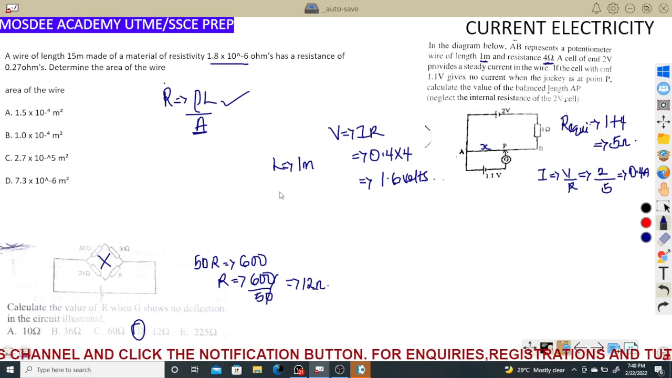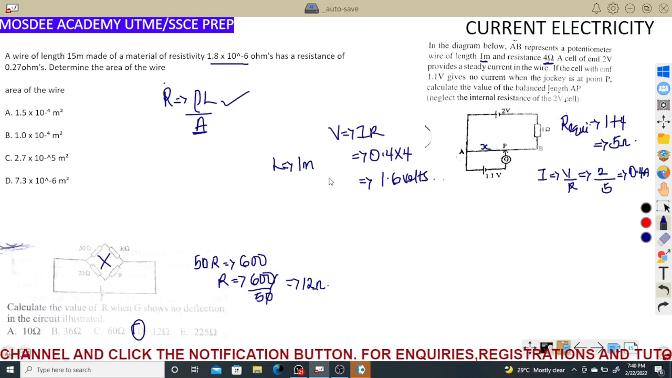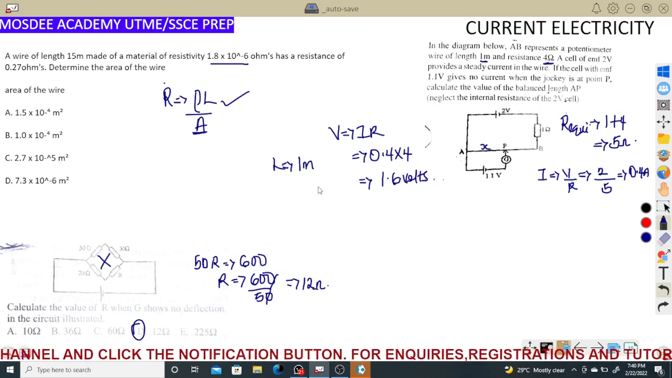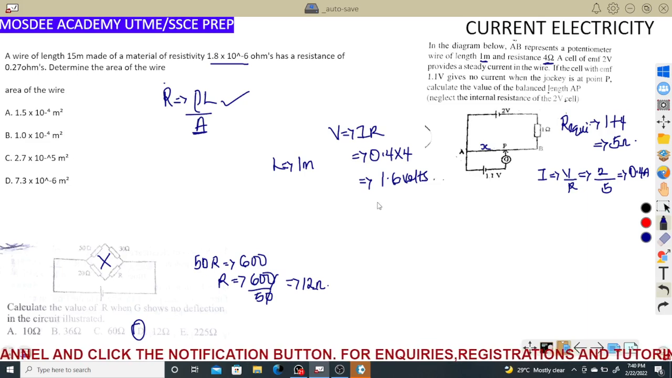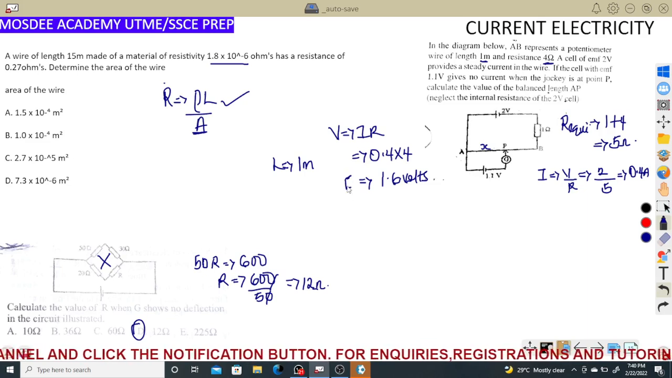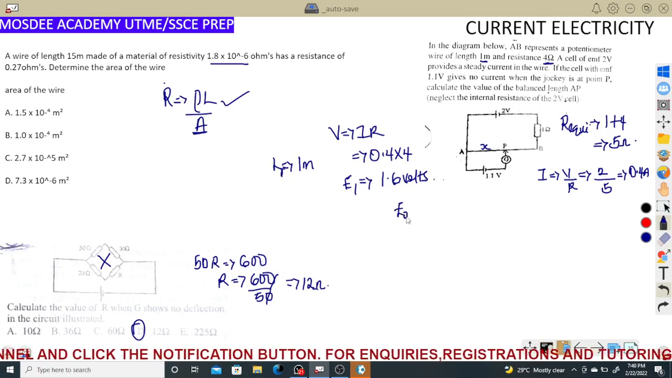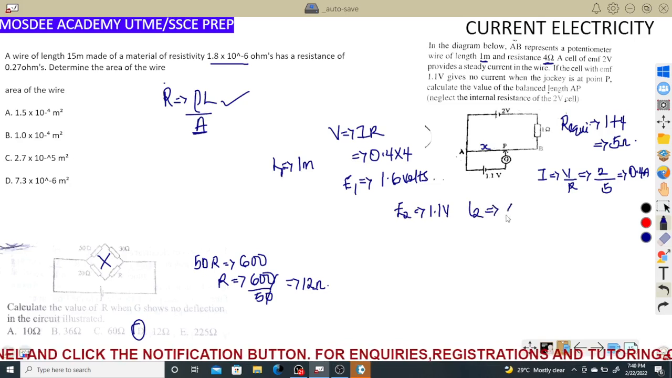So what you do, these are exercises where you don't see options. You don't know if you are right, so you have to solve well to know the concept. My point is 1.6 corresponds to 1 meter, as you can see. So the first EMF, E1, corresponds to L1. Then E2, which is 1.1 volts, corresponds to L2, which I love calling X.